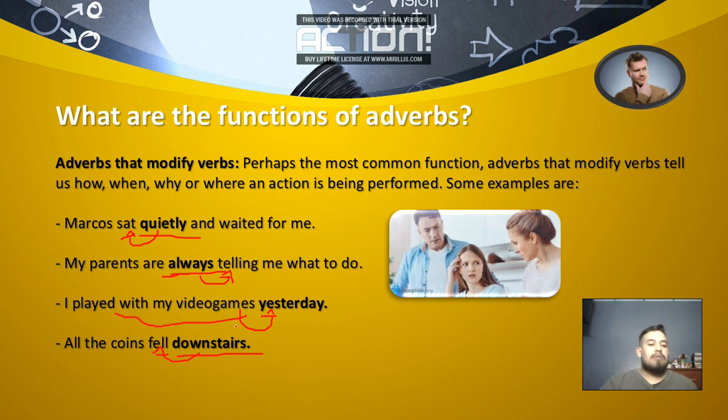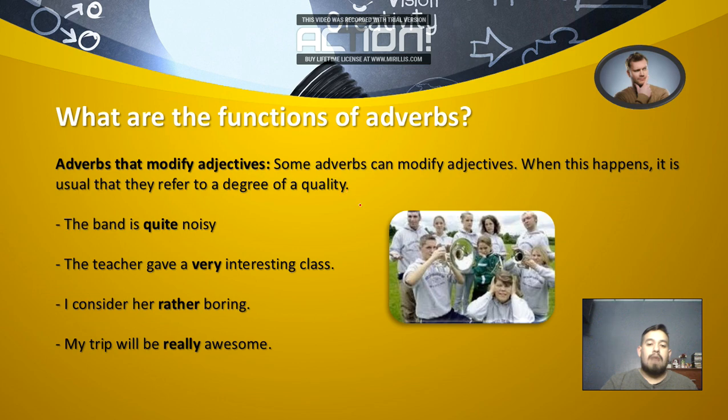Then we have adverbs that modify adjectives. Some adverbs can modify adjectives. When this happens, it is usual that they refer to a degree of a quality. In this case, more than a place or a manner, we are referring to the degree to which the adjective in the sentence is expressed by us. For example, the band is quite noisy. Quite is the adverb and is referring to the degree of noisiness the band may have.